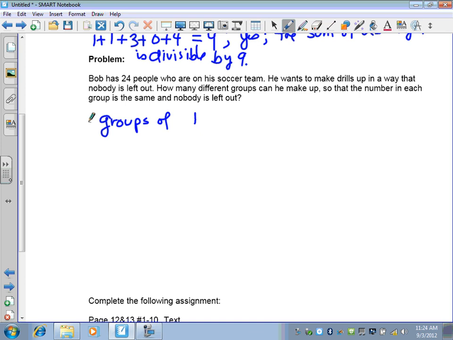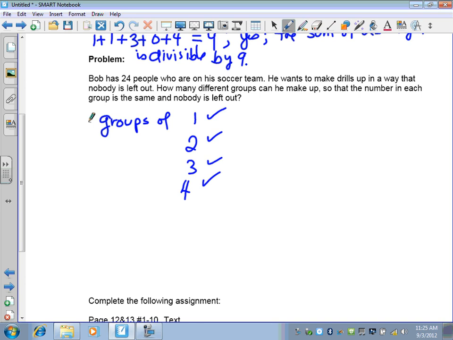Okay, you should be done. So what we're really doing here is we're testing the divisibility rules. Is 24 divisible by 1 evenly? Yes, it is. So the groups of 1 would work. Groups of 2, is 24 divisible by 2 evenly? Yes, there's 12 groups. So 12 separate groups of 2 would make 24. What about 3? Well, 24 divided by 3 is 8. So groups of 3 would work. There's nothing left over. What about 4? 24 divided by 4 is 6. So you would have groups of 4. You'd have 6 groups of 4.